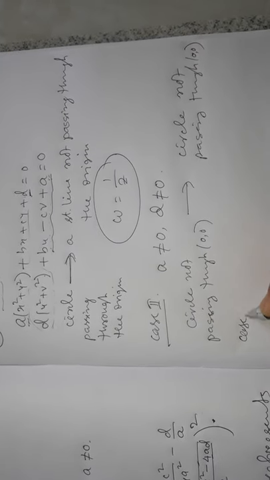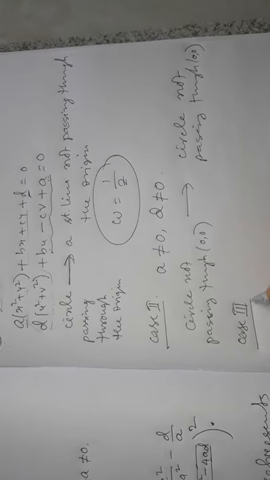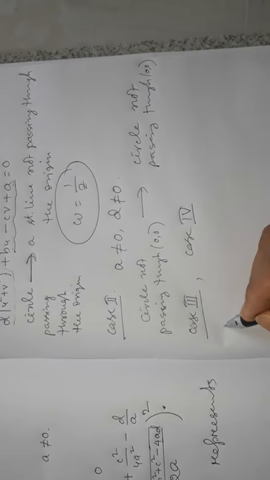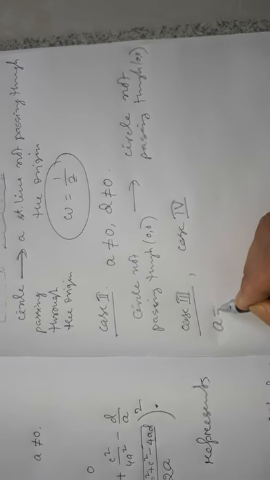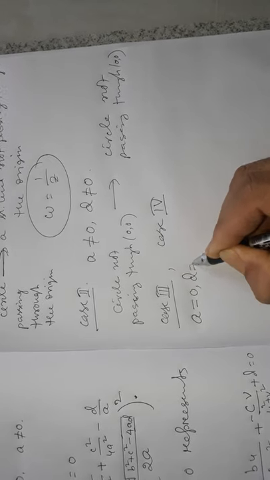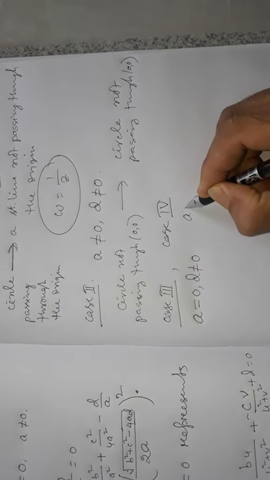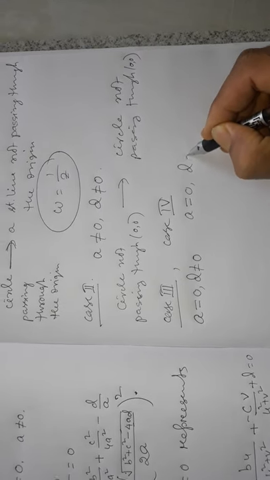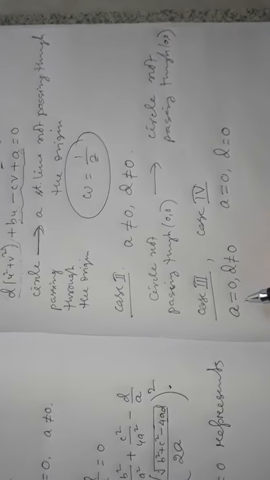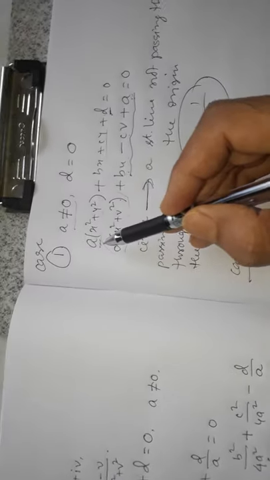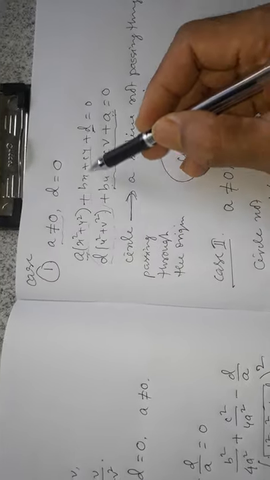And what is case 3? That you can easily check. And what is case 4? Because these are all the four possible cases. Case 3 is a equal to 0 and d is not equal to 0. And case 4 is a equal to 0 and d is also 0.